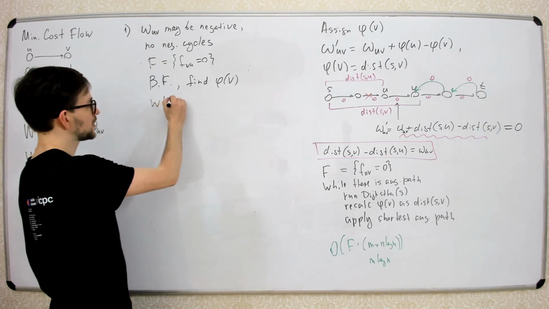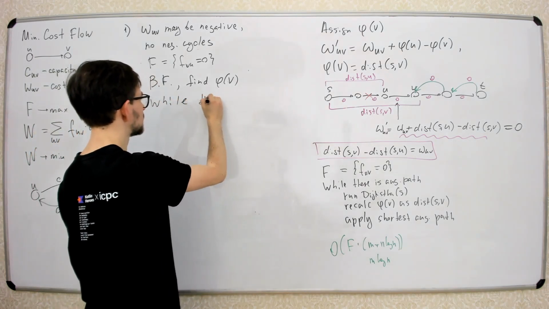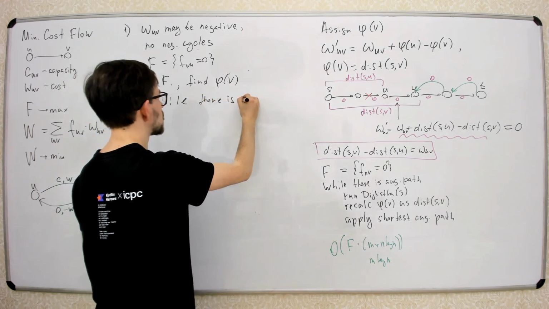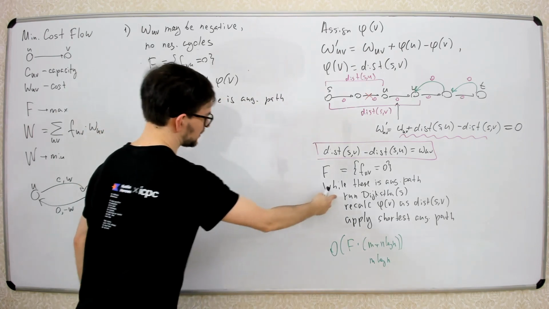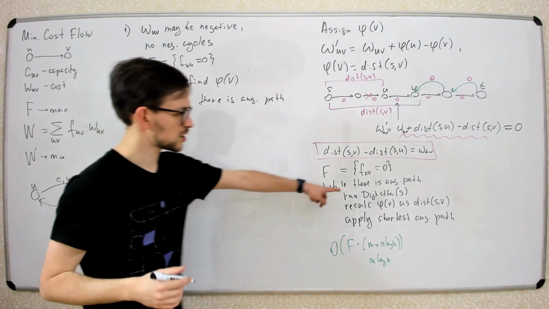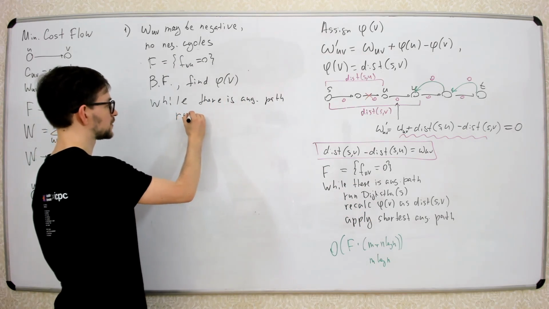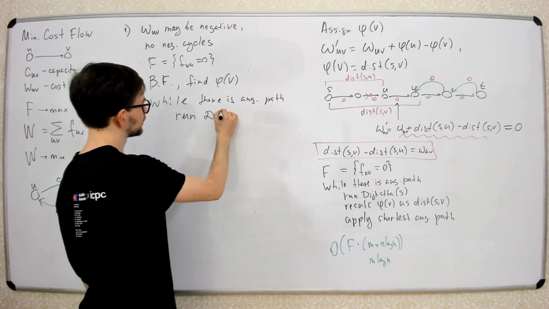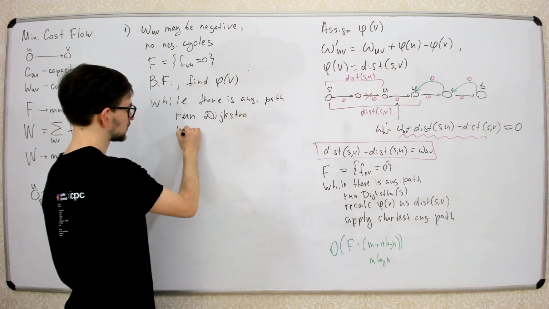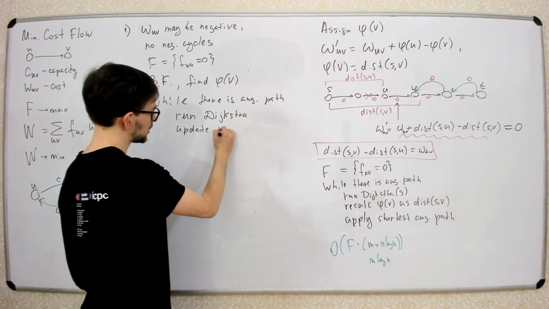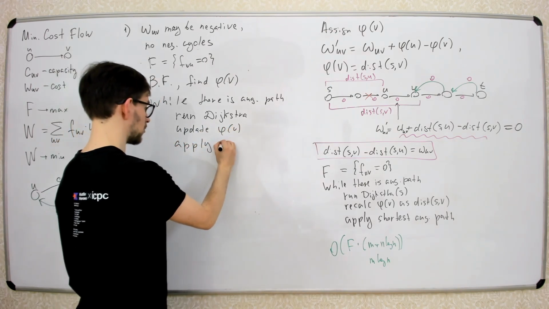So again, we do the same thing while there is an augmenting path. We can check if we have a path in Dijkstra. So to make it simpler, we run Dijkstra, update potentials, and apply the augmenting path.